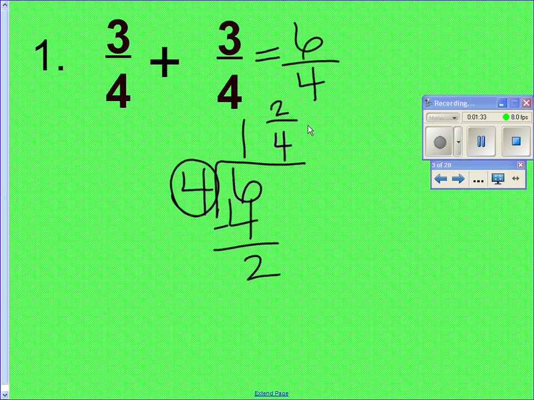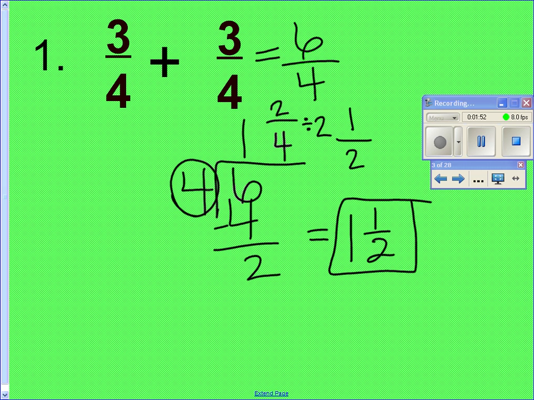However, 2/4 can be simplified. We have to ask ourselves, what number can go into both 2 and 4? Well, that's 2. So you're going to divide the top and the bottom by 2. 2 divided by 2 is 1. 4 divided by 2 is 2. So your answer for this problem is 1 and 1/2 once it is simplified.